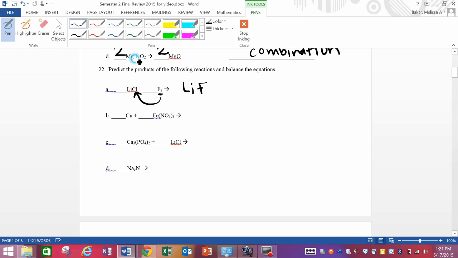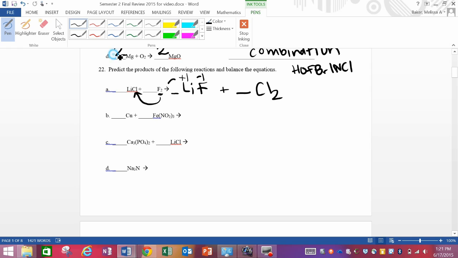with F. And everyone always wants to write F2 there because it was F2 here. But if you check charges, you see that they cancel out. So you do not need to put F2. And then Cl is all by itself. But don't forget about HOFBrINCl. Those 7 diatomic elements that always get a 2. They have to be with one of its same kind, so we need a 2 there. And now we're not balanced.